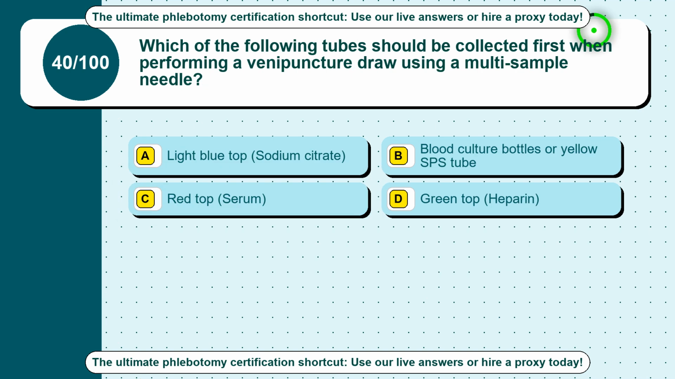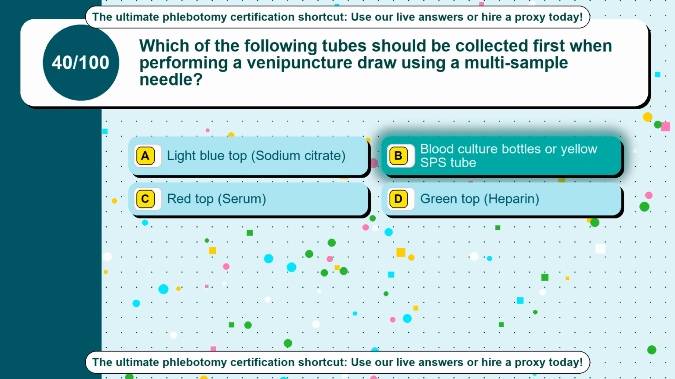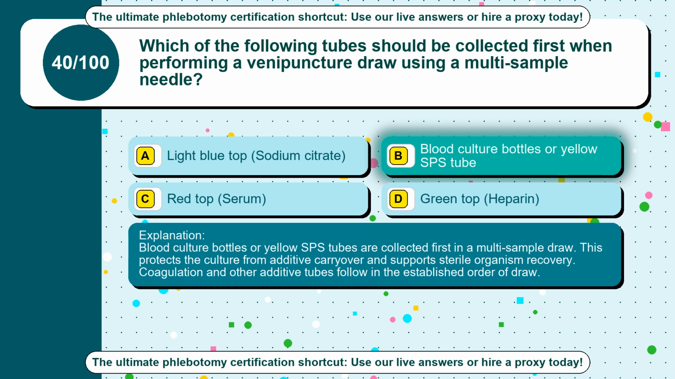Question 40. Which of the following tubes should be collected first when performing a venipuncture draw using a multisample needle? Option A, light blue top, sodium citrate. Option B, blood culture bottles or yellow SPS tube. Option C, red top, serum. Option D, green top, heparin. The correct answer is Option B, blood culture bottles or yellow SPS tube. Blood culture bottles or yellow SPS tubes are collected first in a multisample draw. This protects the culture from additive carryover and supports sterile organism recovery. Coagulation and other additive tubes follow in the established order of draw.